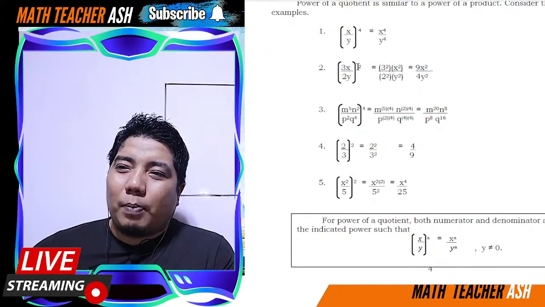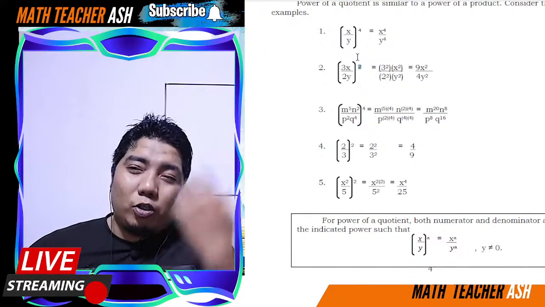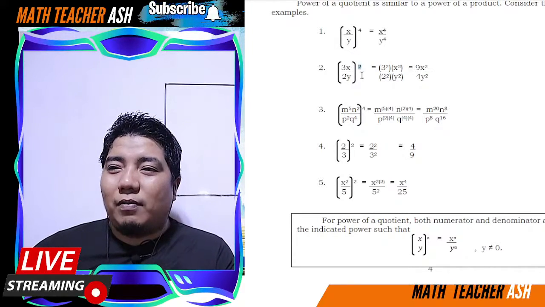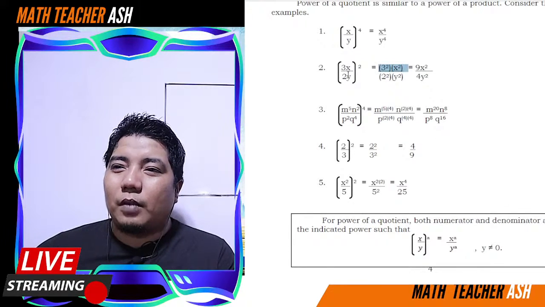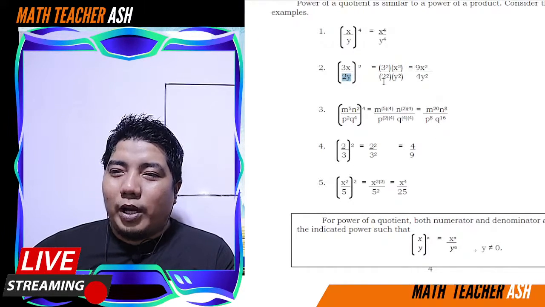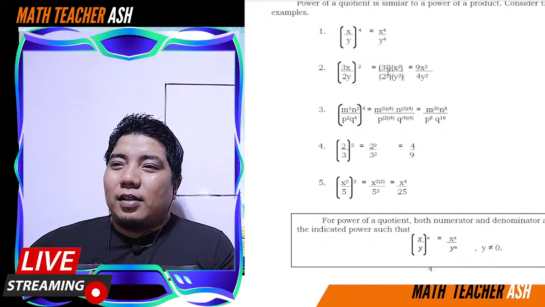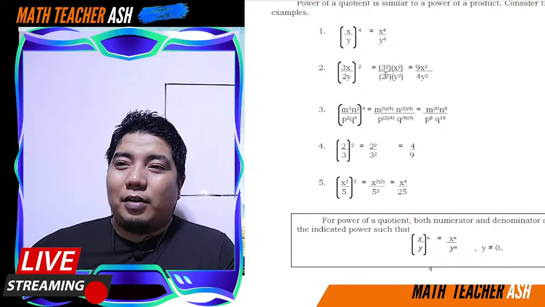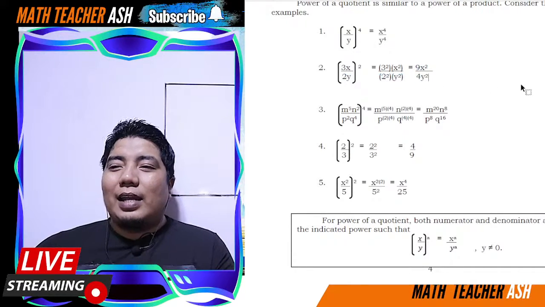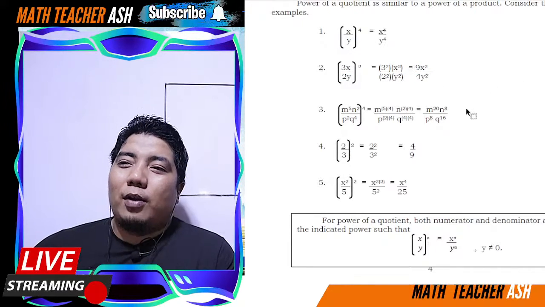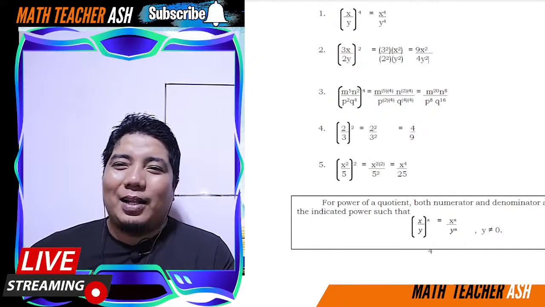So, since meron itong to the power of 2, what you can do is you can just distribute the power of 2 to the numerator as well as to the denominator. So, giving you 3 squared x squared. That is the one. For the denominator, 2 squared y squared. This is the one. Okay? So, if you simplify that, 3 squared is 9, x squared is x squared. 2 squared is 4, y squared is y squared. So, your final answer is 9x squared over 4y squared. Napakadali lamang, my dear math learners.